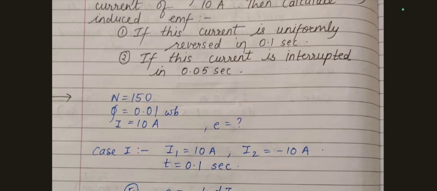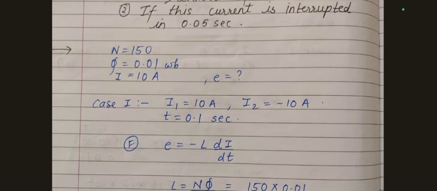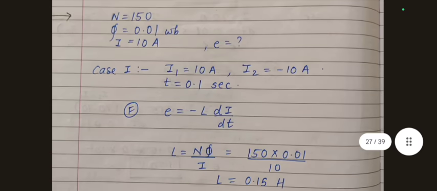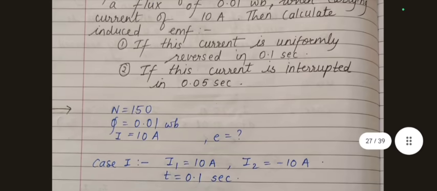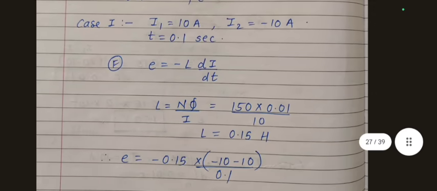Now if this current is uniformly reversed, I have told you when uniformly reversed this word comes, you have to just minus the current in I2. So as I1 is 10 ampere, in case 1, the I2 will become minus 10 ampere, and the time given here is 0.1 second, you have to take that. E is equal to minus L di by dt is the formula. Just L is N phi by I.